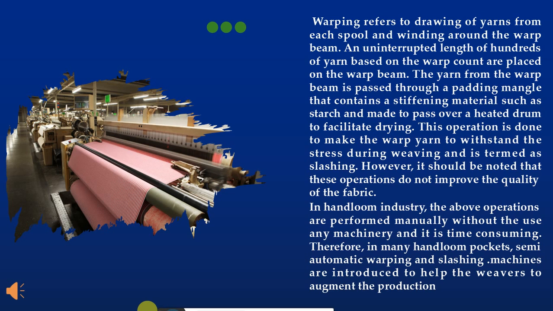However, it should be noted that these operations do not improve the quality of the fabric. In the handloom industry, the above operations are performed manually without the use of any machinery and it is time consuming. Therefore, in many handloom pockets, semi-automatic warping and slashing machines are introduced to help the weavers to augment the production.